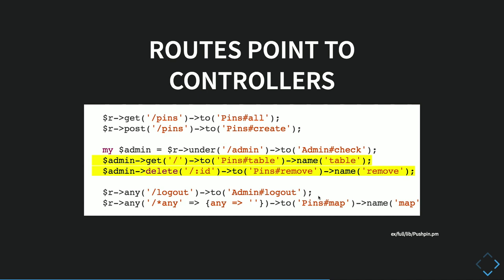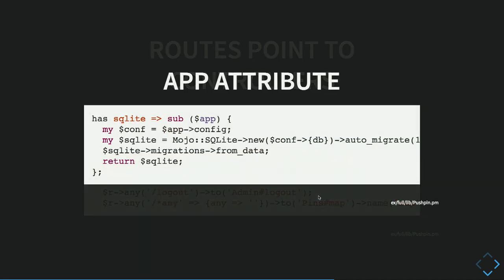And of course, the other ones as before. Before we had the SQLite instance just initiated inside of the startup method. But now, in a proper full app, you probably want that to be in an attribute. So we take the code that we had before, and we move it to has SQLite, and so this will get initiated on demand.